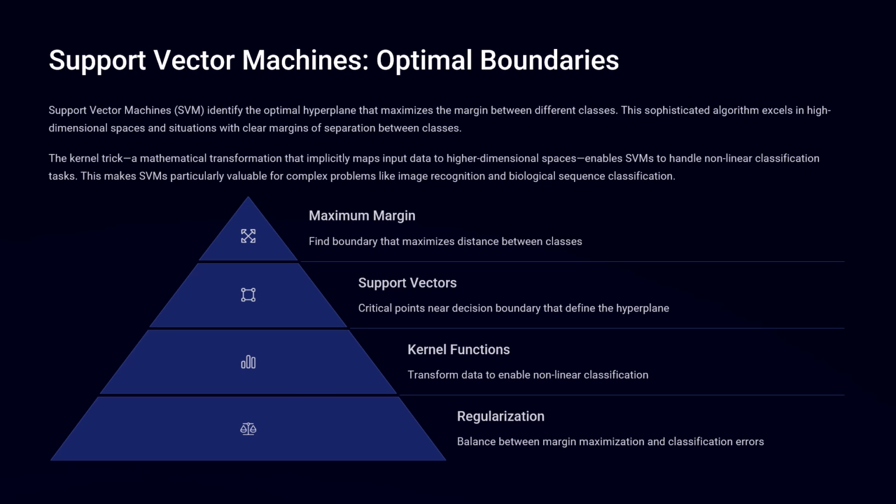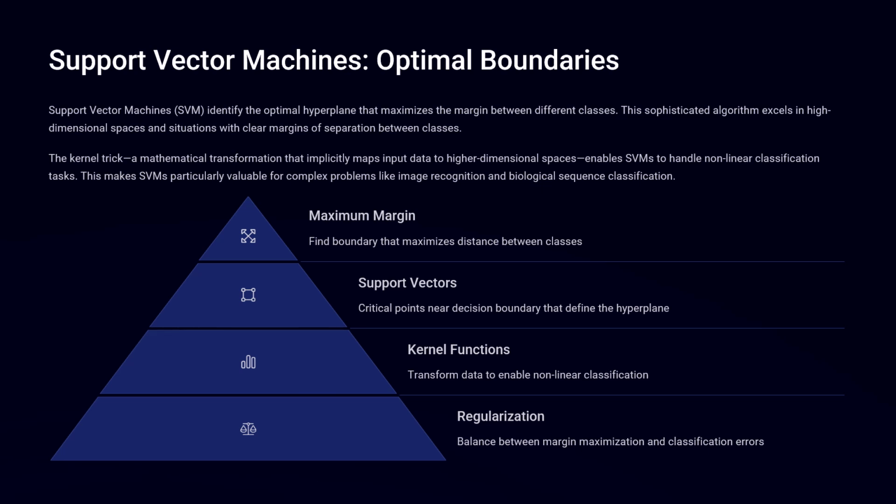The kernel trick, a mathematical transformation that implicitly maps input data to higher dimensional spaces, enables SVMs to handle nonlinear classification tasks. This makes SVMs particularly valuable for complex problems like image recognition and biological sequence classification.